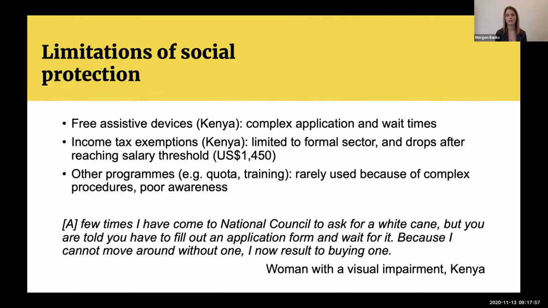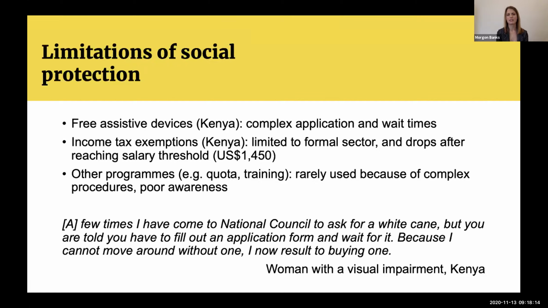So you can see here that there is the challenge between the direct cost of purchasing that assistive device out of pocket, but then the indirect costs of having to stay home until you receive one, if it's subsidized.